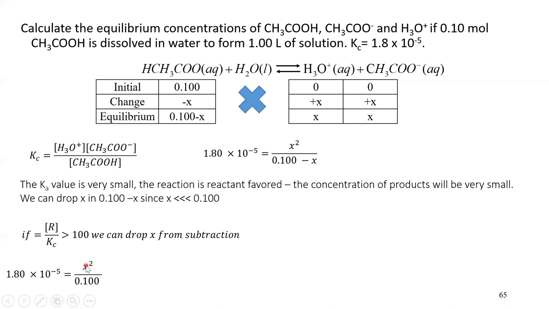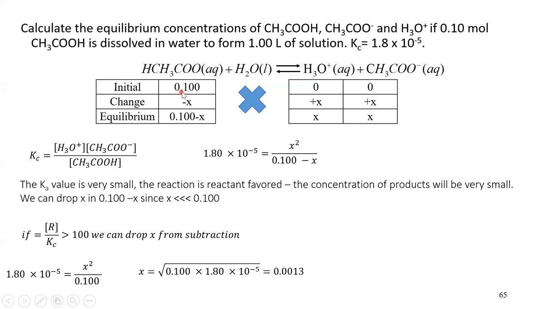So if we want to solve for X, we're going to have to multiply both sides by 0.100. That'll give us X squared. And then take the square root, that'll give us X. We've eliminated the need to do a quadratic. Okay, so multiply both sides by 0.100. That'll give us X squared. Take the square root of both sides. That'll give us X. So X equals 0.0013. Now think about that.